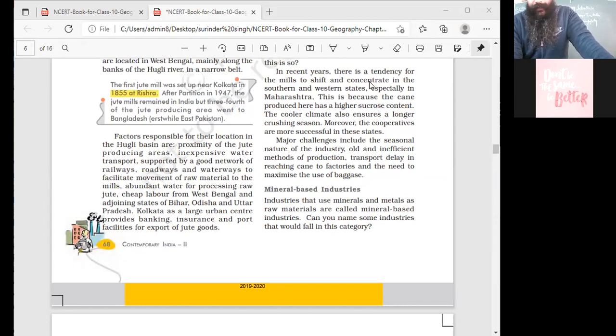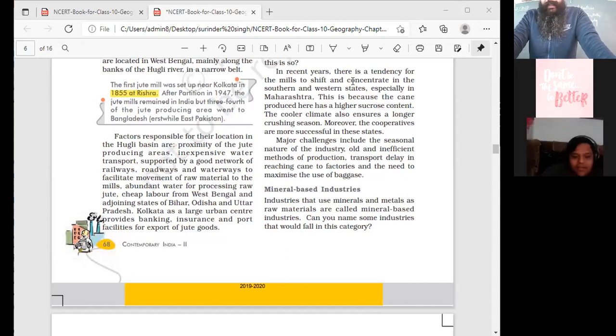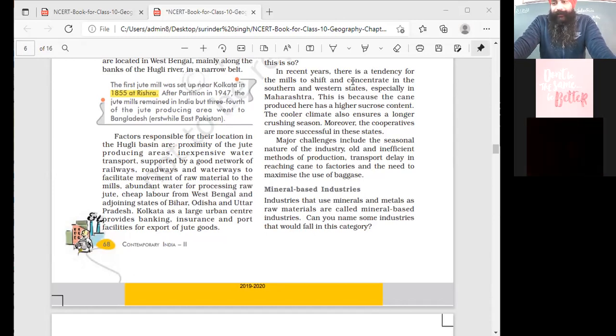Jute industry is one of the important industries, as it provides support to approximately 2.6 lakh workers, and another 40 lakh small and marginal farmers are getting employment through jute industries. The Indian jute industry is facing a number of challenges.